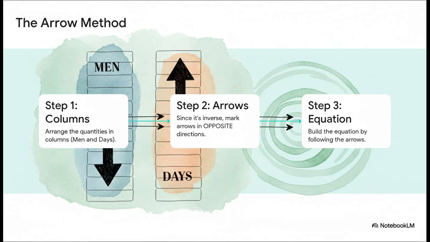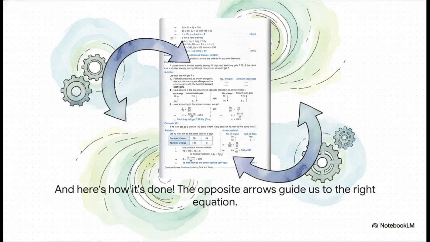This arrow method makes solving this so much easier because it's visual. First, you set up two columns, one for men, one for days. Then, since we know it's an inverse relationship, you draw one arrow pointing down and the other one pointing up. These arrows are literally your guide to building the right equation. And here it is in action, straight from the source. The arrows tell us exactly how to set this thing up. We follow the first arrow from its tail to its head, and we set it equal to the second arrow, again, from tail to head. It's just a simple, brilliant visual shortcut.